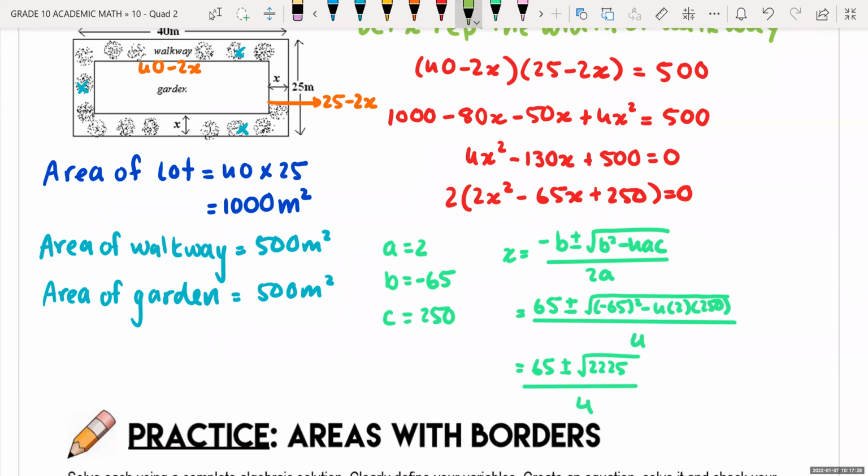Now I'm ready to actually solve my 2 different answers. So x and x. So this is going to be 65 plus the square root of 2225 divided by 4. So one of them I get is 28.04. And then 65 minus the square root of 2225 divided by 4. And the other one I get is 4.46.